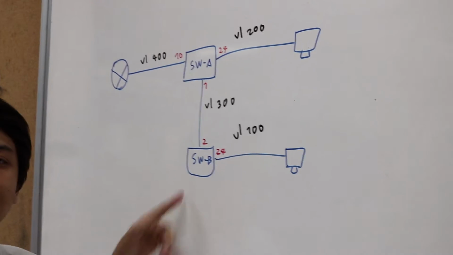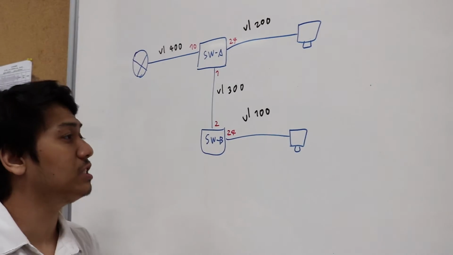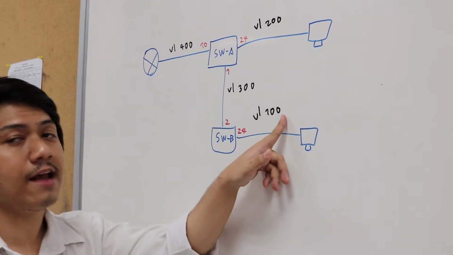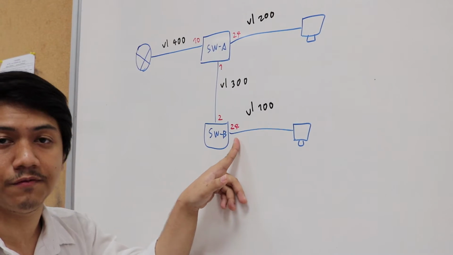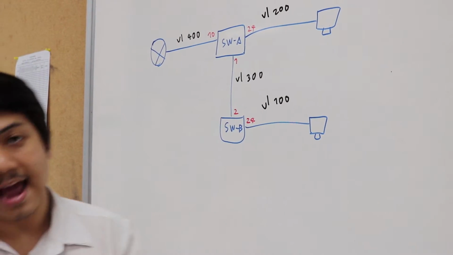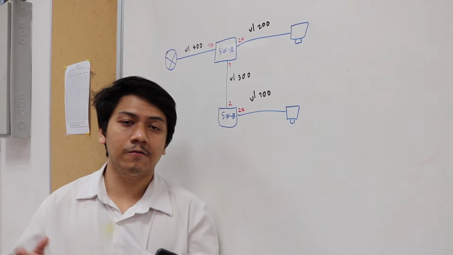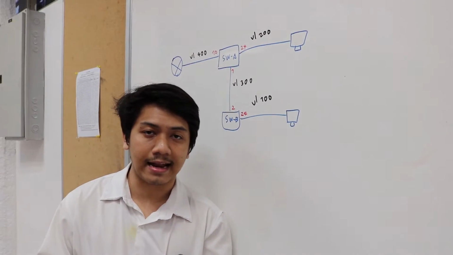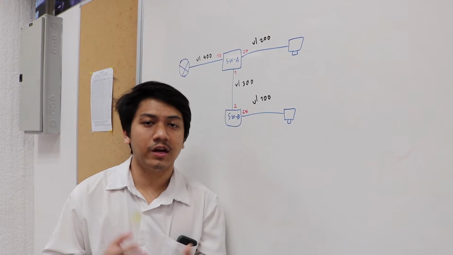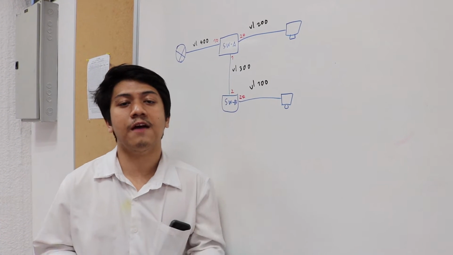And switch B only has two VLANs, which are VLAN 100 and 300. In VLAN 100, we add port 24. In VLAN 300, we add port 2. And after that, we have to create interface VLANs and then assign the IP address for each interface VLAN that we have created earlier.